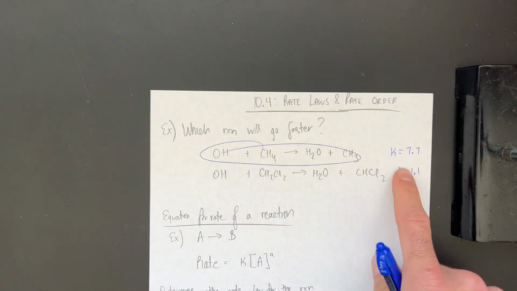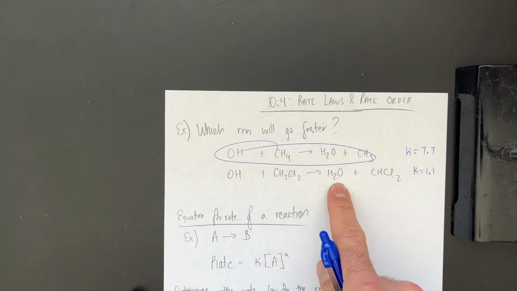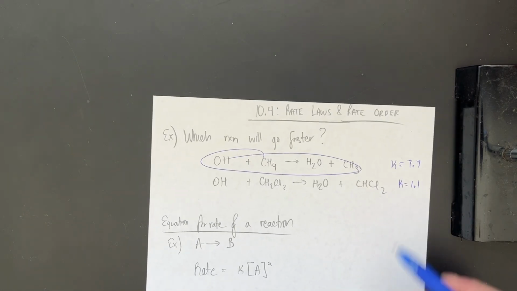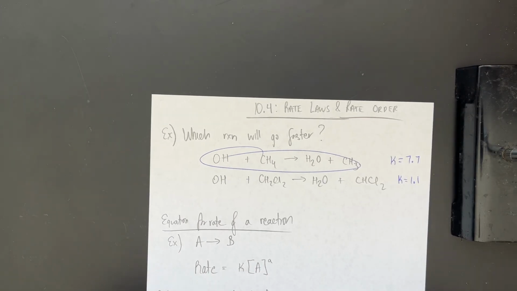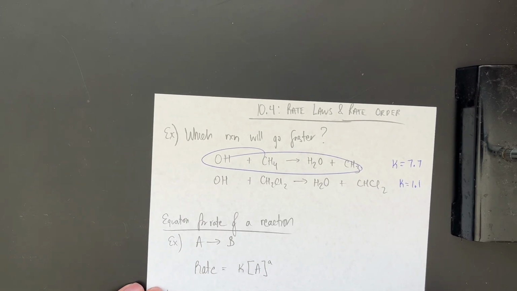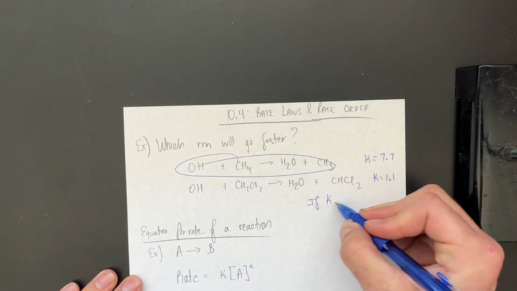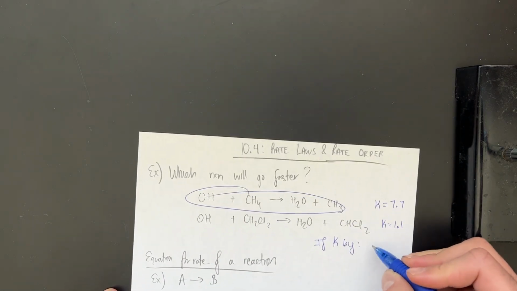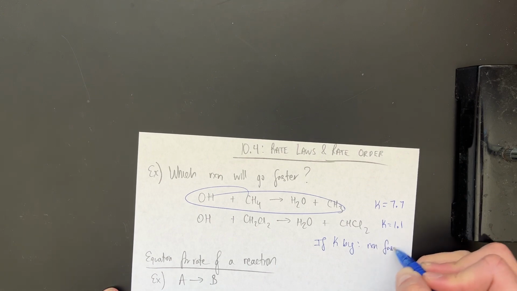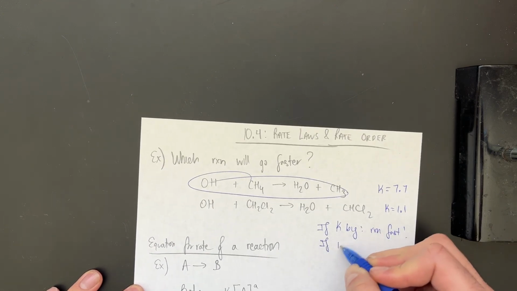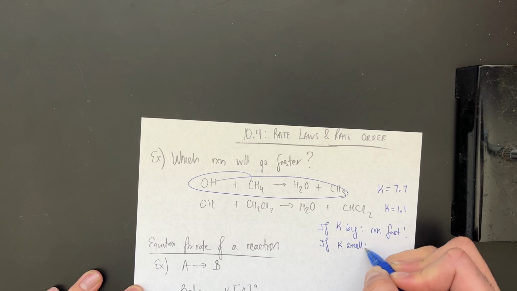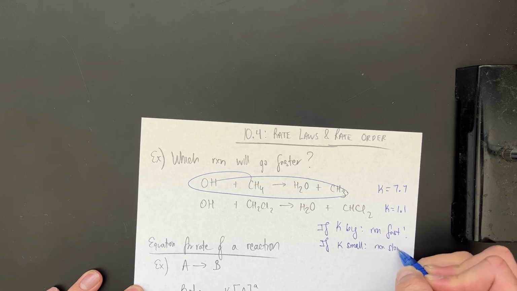You can only tell that because I gave you the K value. You can't just look at this and say, oh yeah, this is a fast reaction, this is a slow reaction. You need the K value. The K value is our way of determining and quantifying the speed of reaction. So if K big, reaction fast. If K small, reaction slow.